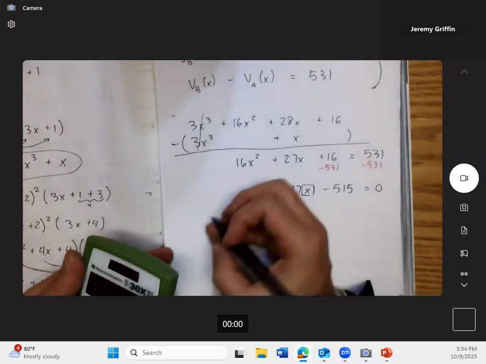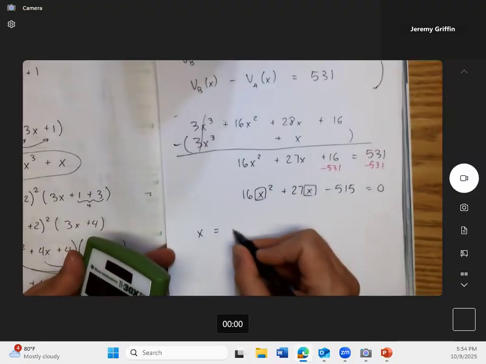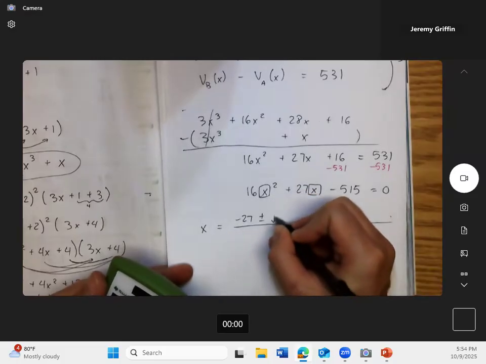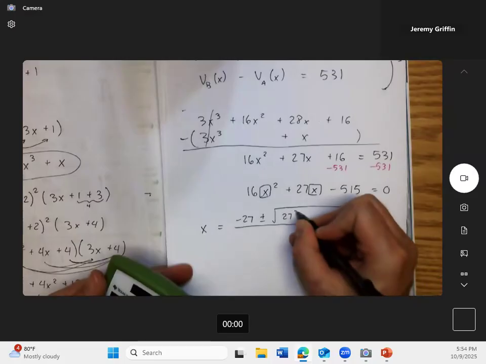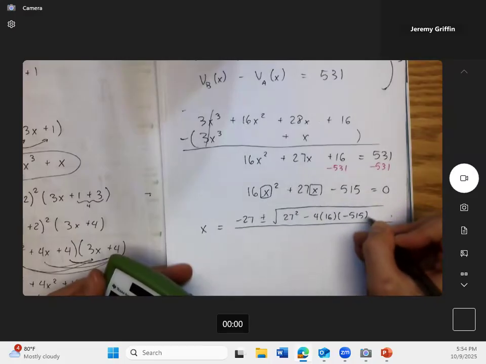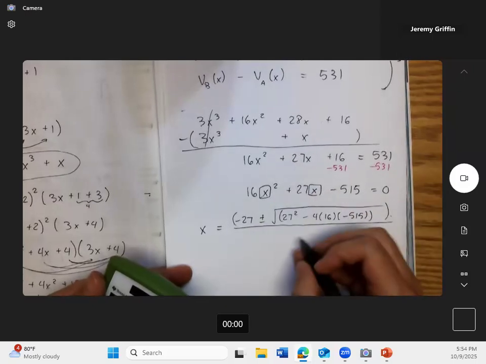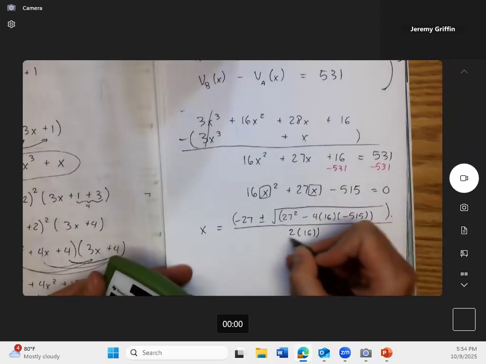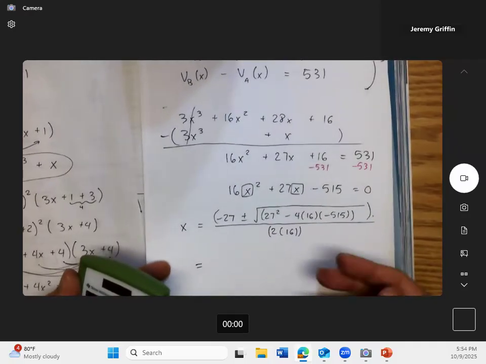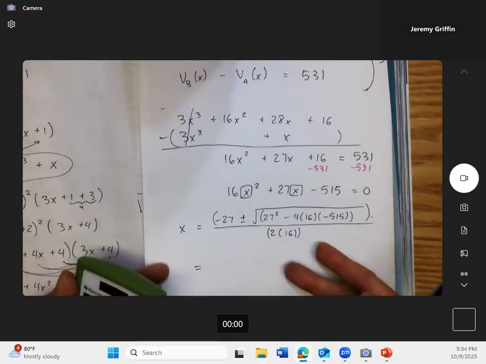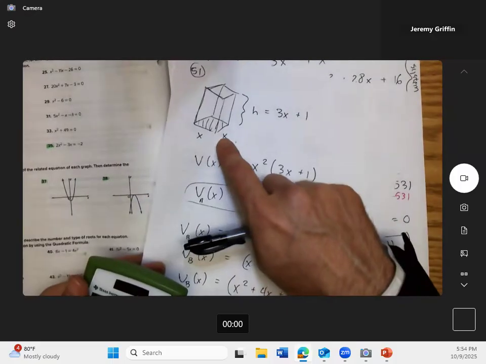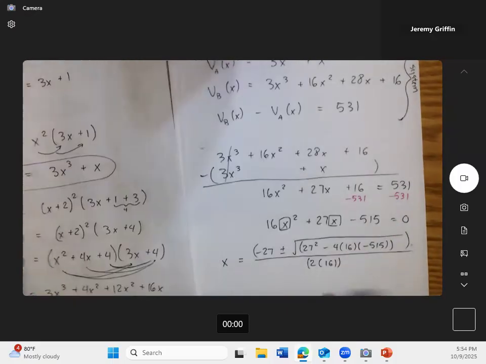It's quadratic time. Let's go x equals, set up a big old fraction, negative b plus or minus the square root of b squared minus 4ac, all divided by 2a. Now, because there's a plus or minus, if there are two real solutions, I'll probably get two real solutions out of this. I'm imagining one of these is going to be negative, in which case I couldn't have a negative side physically, so I can throw that answer out.